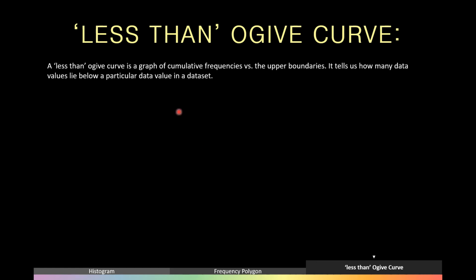The last graphical representation that we're going to look at is the less than ogive curve. The less than ogive curve makes use of something called cumulative frequencies, and it's only going to use the upper boundaries. So we're not going to use lower boundaries, we're only going to use the upper boundaries from our frequency distribution. A less than ogive curve is going to tell us how many data values, in our case how many weights, lie below a particular data value, so below a particular weight in a data set.